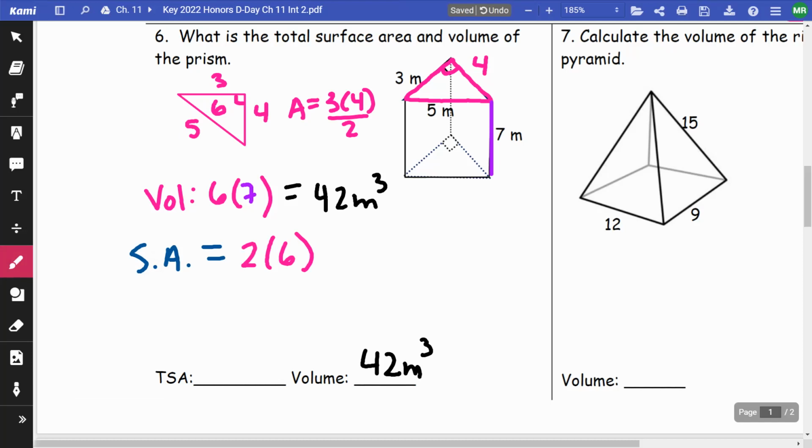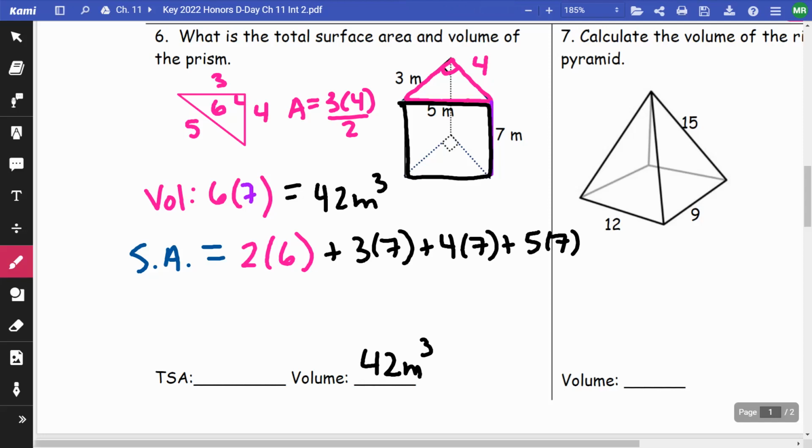Then I have 3 rectangles all the way around, and I can do this one of 2 ways. I'm going to show us 2 ways to do this. I can go 3 times 7 for one of the, not triangles, sorry, rectangles, 4 times 7, and 5 times 7. So I'm doing each of these faces here. That's one face, the 5 by 7. This is my 3 by 7. And this is my 4 by 7.